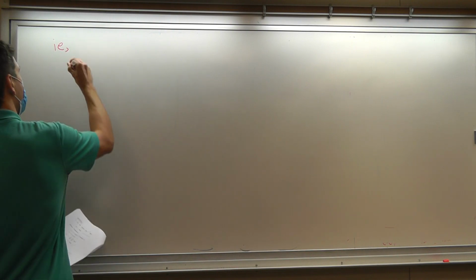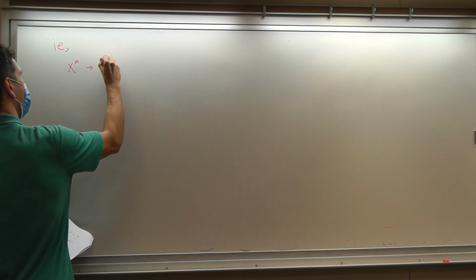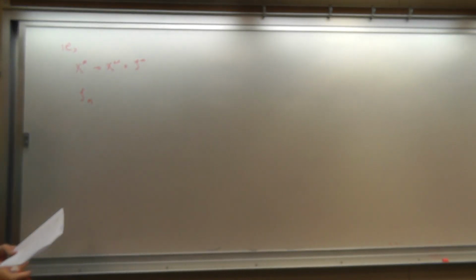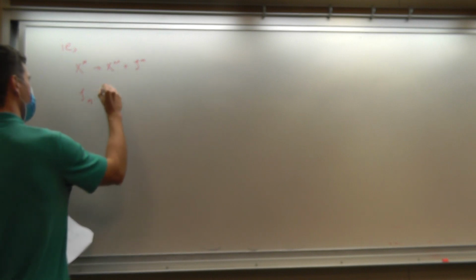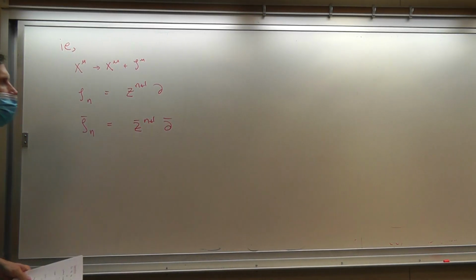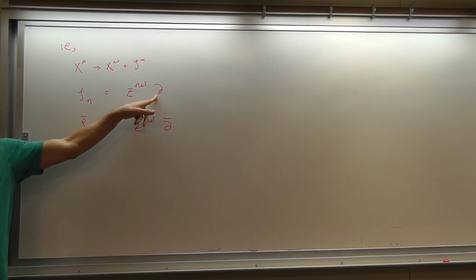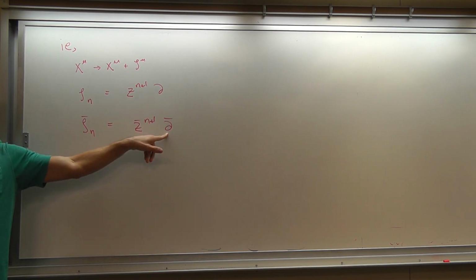To make this look more like the notation that we used in higher dimensions, where we had x mu and vectors and so on, this is x mu goes to x mu plus zeta mu, where the generators of the conformal group are zeta n, which is z to the n plus 1 d, and zeta bar n, which is z bar to the n plus 1 d bar. d means the holomorphic derivative, and d bar is the anti-holomorphic derivative with respect to z bar.